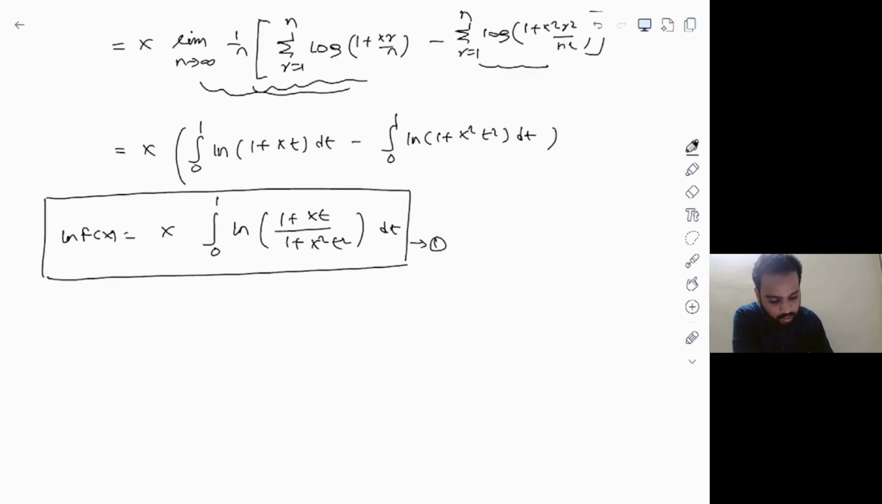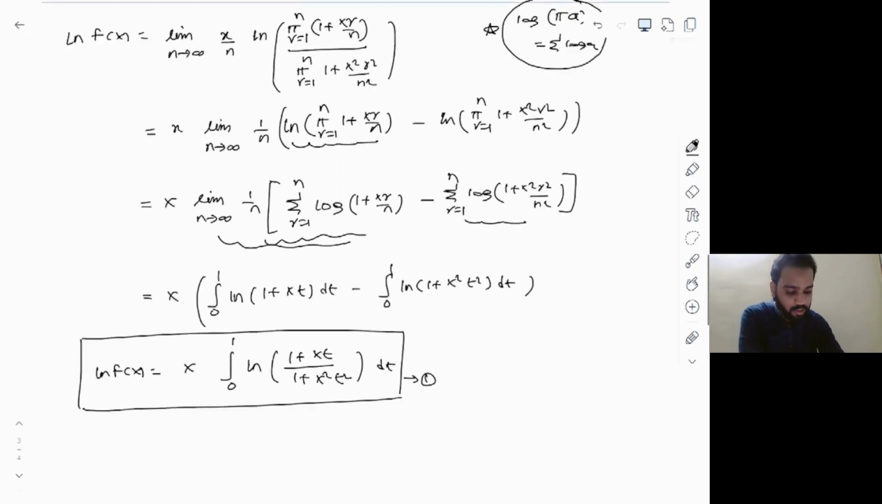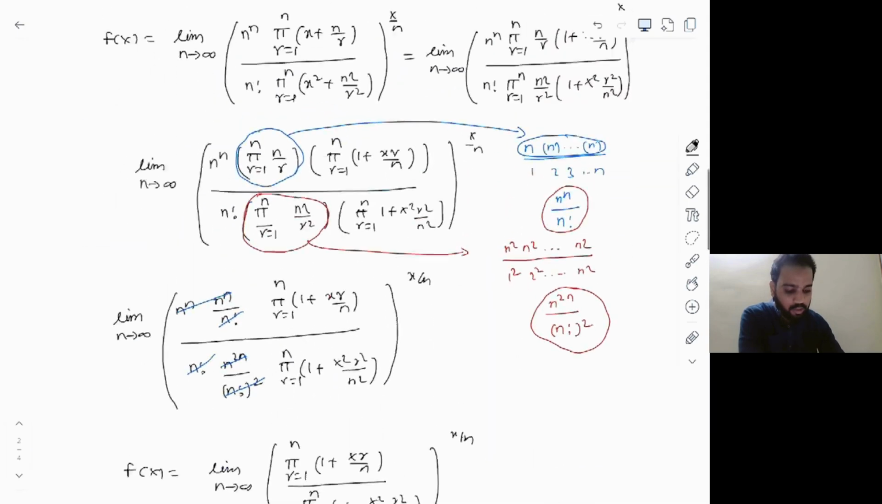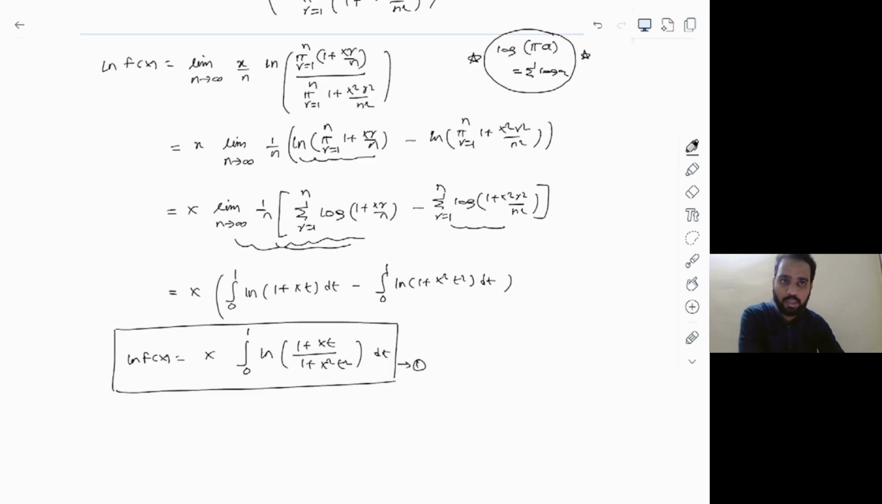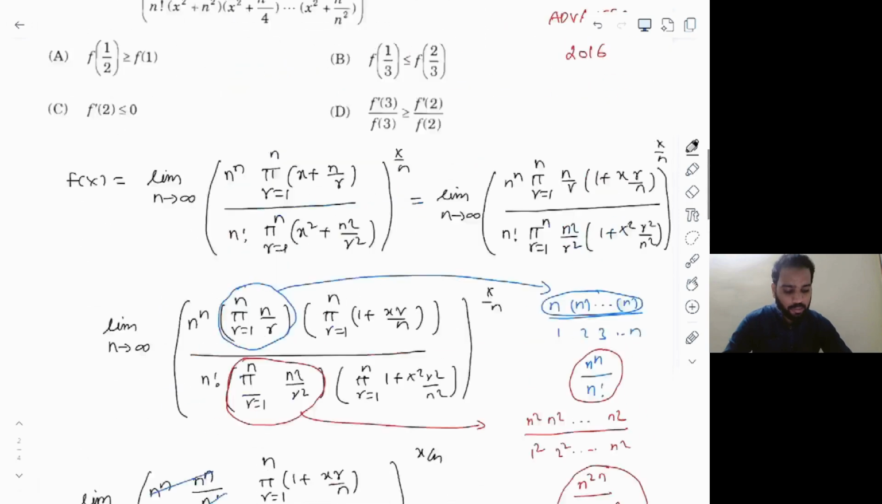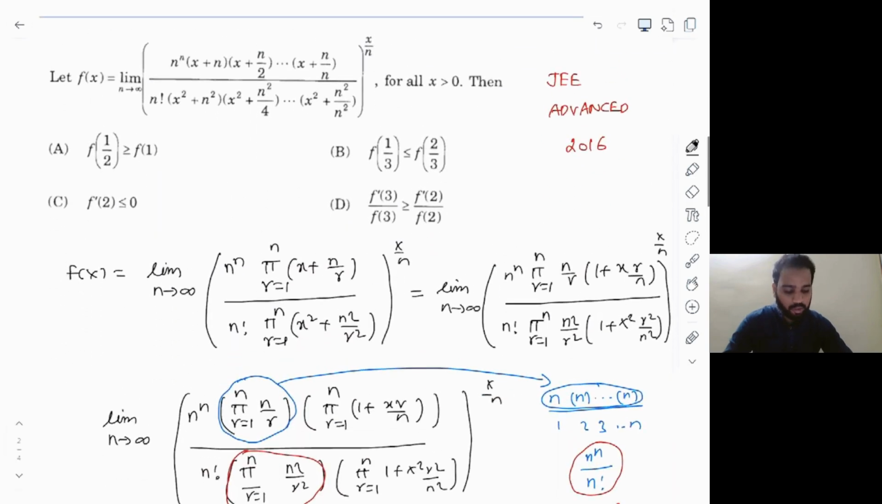So somehow we have got the ln of f of x function here. So as you can see, this is how you are converting the given limits question into a definite integration question. So this is part 1 of this question, right? Now let's look at the options and try to get the idea what to do next here. Look at option A and B. They are comparing the functional values, and option C and D, they are asking us to find out the value of f dash of 2 and f dash of 3 by f of 3, right?